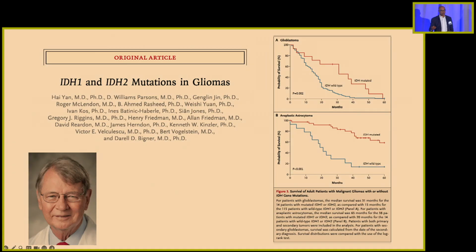And this changed even more radically early on in the century when the group led by Darell Bigner from Duke showed us that tumors that harbored mutations in the IDH genes were really radically different. In fact, now we know that the path to gliomagenesis, when it occurs through IDH mutation, leads us to a different tumor than when it occurs outside of that setting, even if what we see under the microscope looks the same. So, I think it's worth stepping back for a moment.